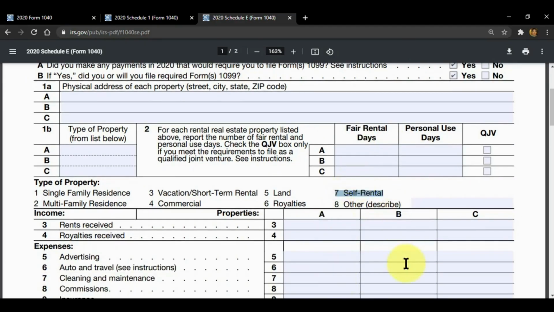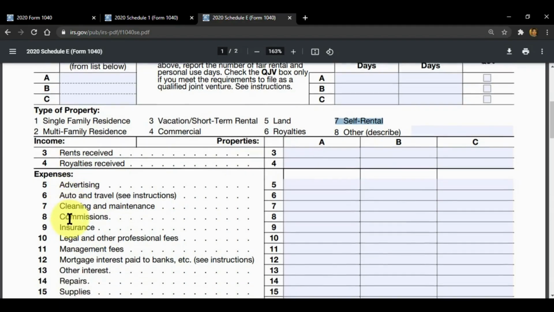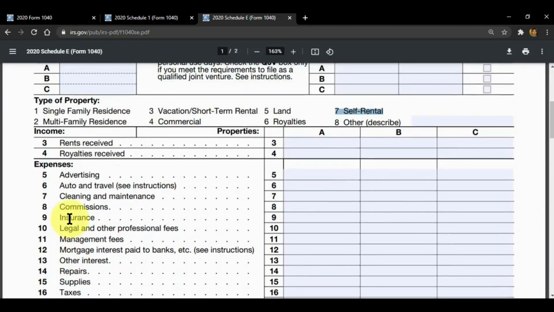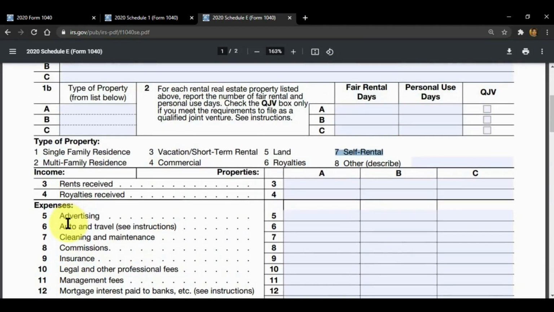So we have 3 columns here for reporting income and expenses. And the expenses are pretty much listed in alphabetical order like we had seen in the case of the Schedule C a couple of chapters ago. So let's go through these expenses.